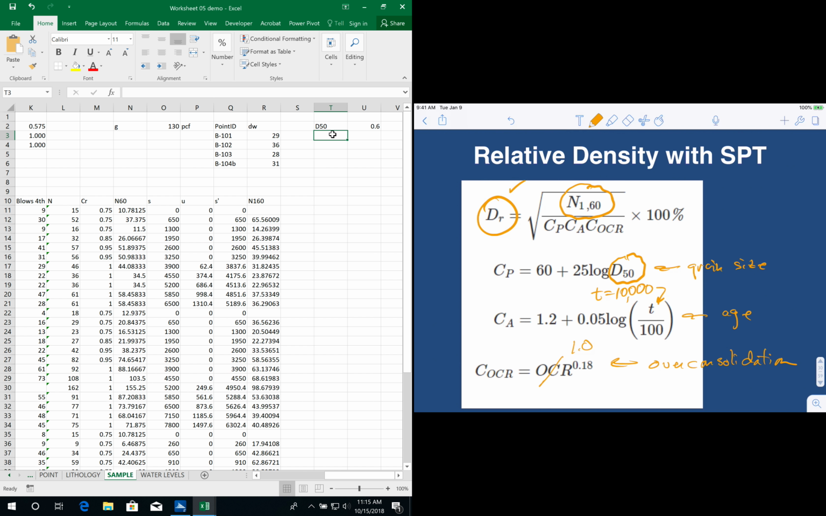So now we just have these factors. We've got your CP, and we've got your CA, and your COCR. COCR we're just going to assume to be 1. CA is just going to be equal to 1.2 plus 0.05 multiplied by the log of the time, which we assume to be 10,000 years, divided by 100. And then we've got our CP, and that's just going to be equal to 60 plus 0.25 multiplied by the log of this value over here.